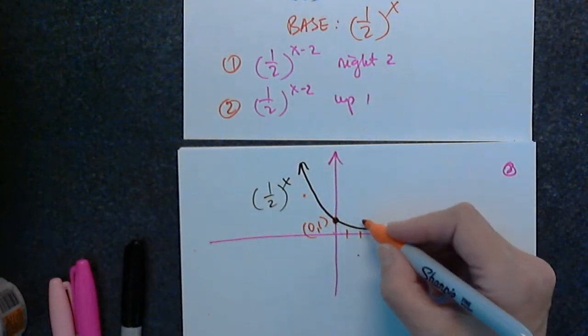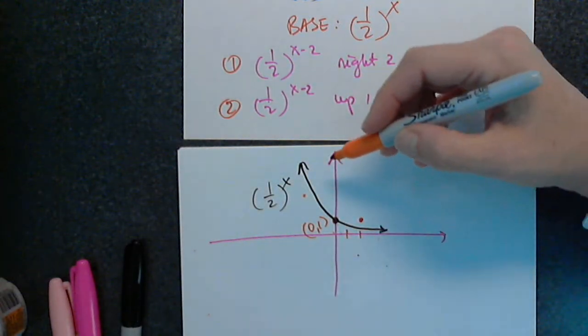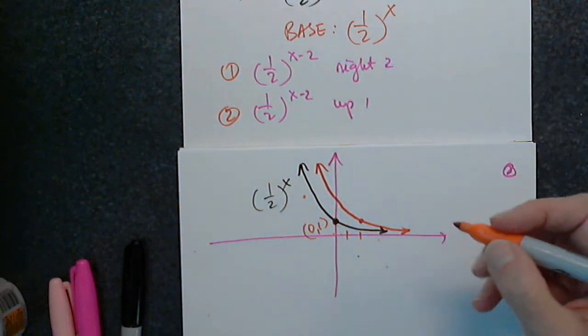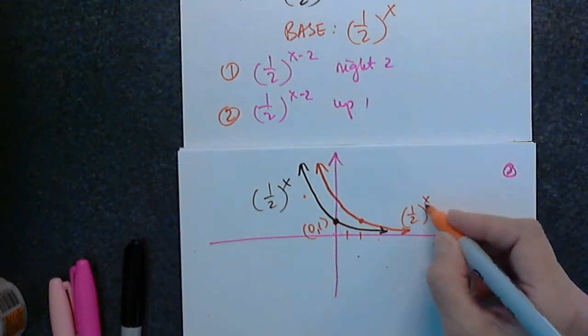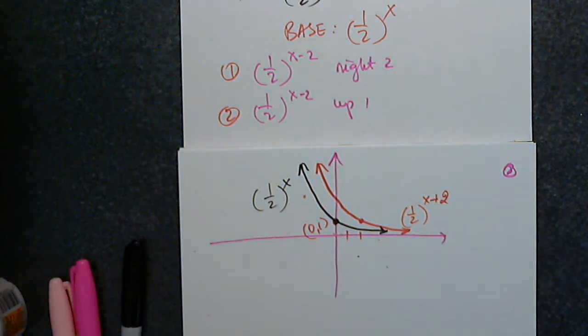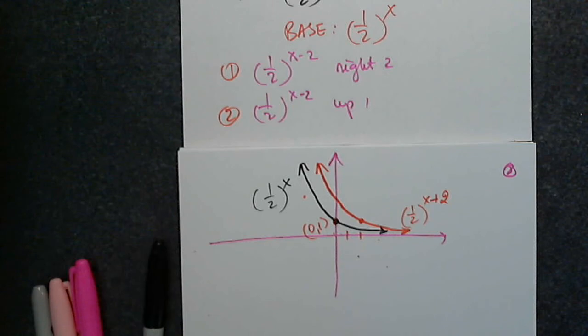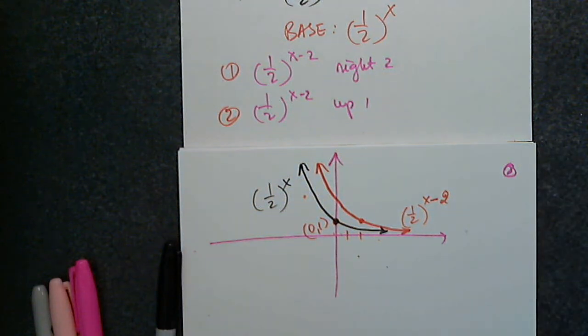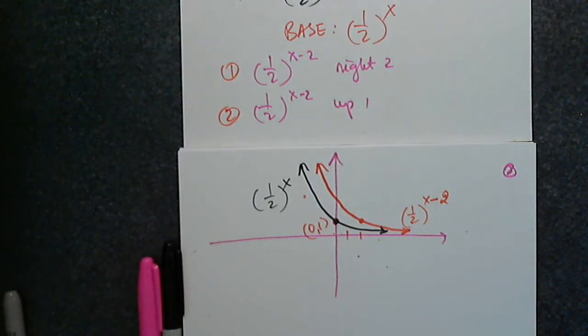Yes? Very good. So this is now the graph of (1/2)^(x-2). Perfect. So now we want to shift this up 1. But what do I have to shift first? Because these two graphs have a horizontal asymptote of y equals 0. I must shift the horizontal asymptote first.